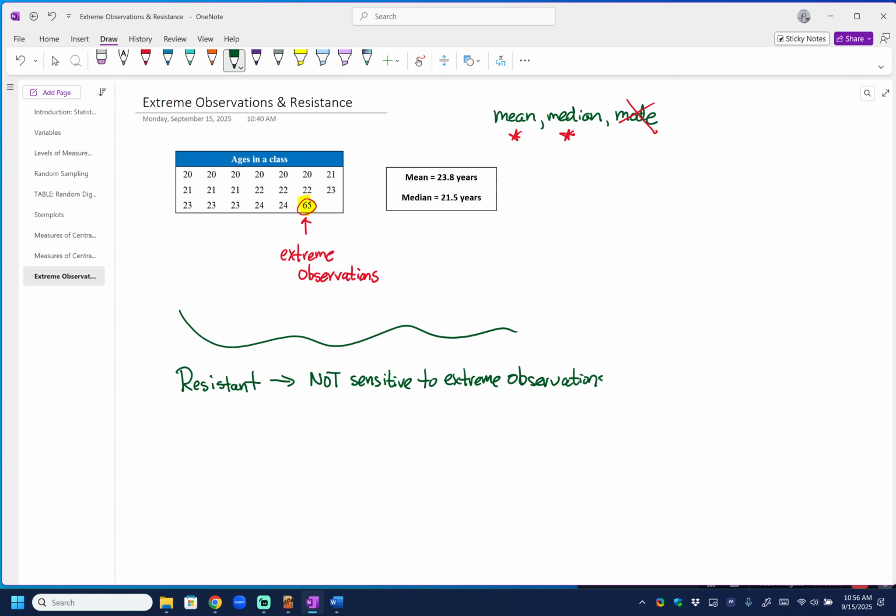Okay, so what does that mean? If we're going in terms of our example, which one of these measures was the one that wasn't sensitive to the extreme observations? In other words, it wasn't affected by it. It was the median. So therefore, we would say that the median is resistant. Whereas the mean was sensitive to extreme observations, so we would say the mean is non-resistant.